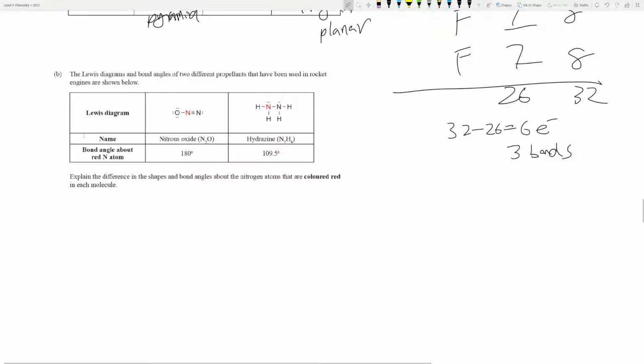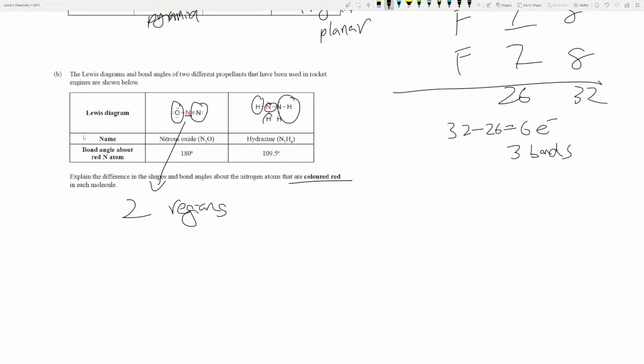Next one. Explain the difference in shapes and bond angle of the atoms colored red in each. So you just need to look at this. This nitrogen here has 1, 2, so 2 regions of electron density around the nitrogen. Well, this nitrogen has 1, 2, 3, 4, so 4 regions of electron density, and for these ones, both bonded. You can hold up your arms, one to the left, one to the right. It's exactly like that. Your torso is the nitrogen in the middle, and your oxygen and nitrogen are your left and right hand side.